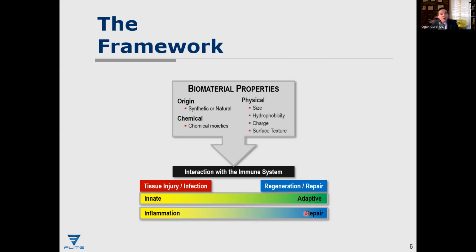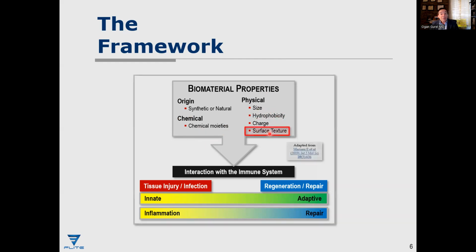And the biomaterial properties that I'll be focusing on are the origin, the type of material, chemical modifications on the surfaces, and then, very importantly, the physical properties: the size, the dimensions on the surfaces, the hydrophobicity, the charge, and importantly, the surface texture, which we will be emphasizing in the latter part of the presentation. Now, these are not mutually exclusive. The surface texture has certain size dimensions, certain hydrophobicity, but I tease these dimensions out for the sake of discussion.